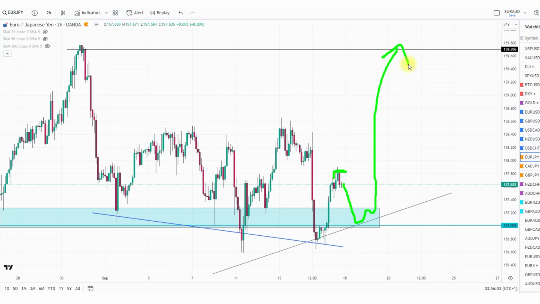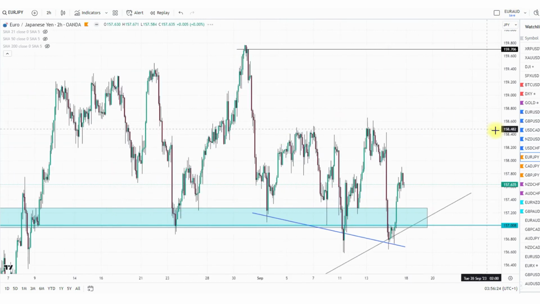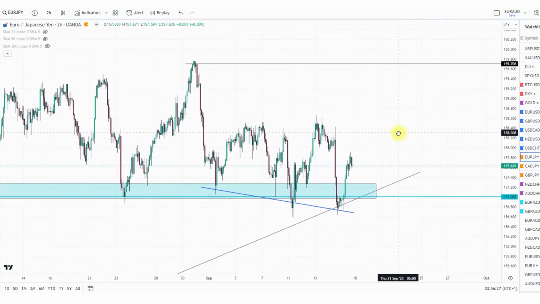159.706, and my bias still remains to the upside on euro, as long as we are still above this level of 157.008 right there. So watch out for this, guys, because this week too on the euro and JPY, that is Japanese yen, we have the interest rate on Friday, but probably before Friday we might have hit our targets at this area if price didn't go below this level, because this level is a very strong level.